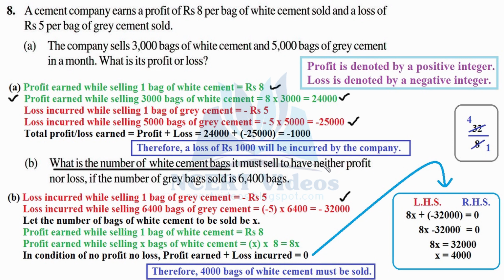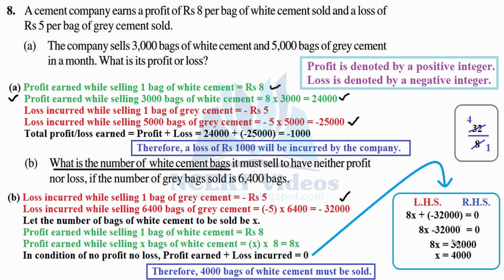So again, it becomes a case of left hand side and right hand side. First, we take the profit, that is 8x, which we have calculated. We have to find the value of x. Now we add loss to it, so minus 32,000. So here is the rule: when things change side, that is move to the right hand side, plus sign becomes negative. Negative sign becomes plus. Here negative becomes plus, and it is 8x equal to 32,000.